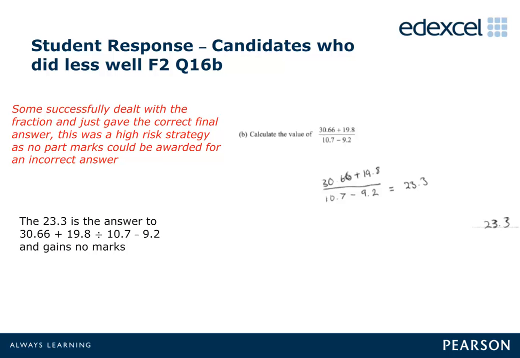From the Principal Examiner's Paper F2 report. Some successfully dealt with the fraction and just gave the correct final answer. This was a high-risk strategy, as no part marks could be awarded for an incorrect answer. The answer shown comes from a direct entry into the calculator, so ignoring BIDMAS.